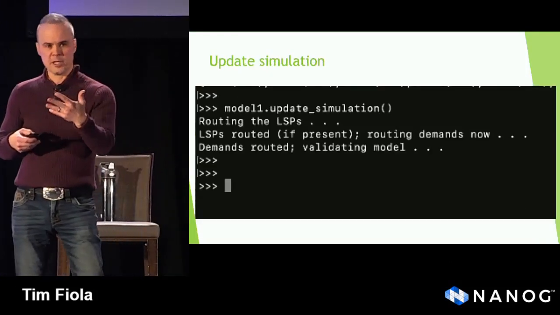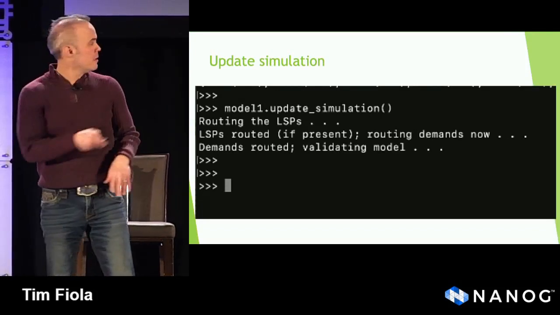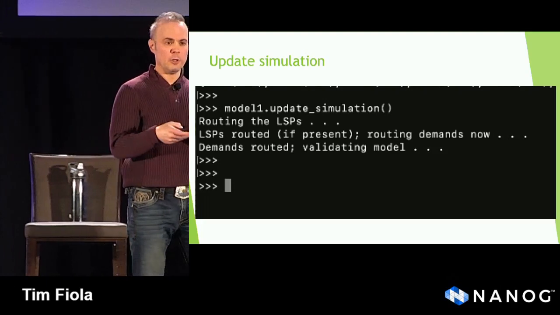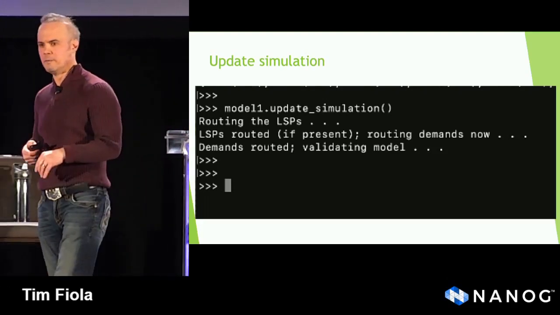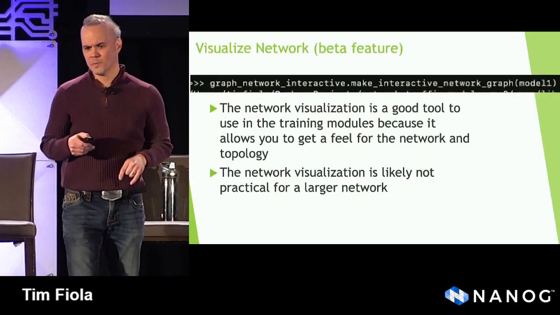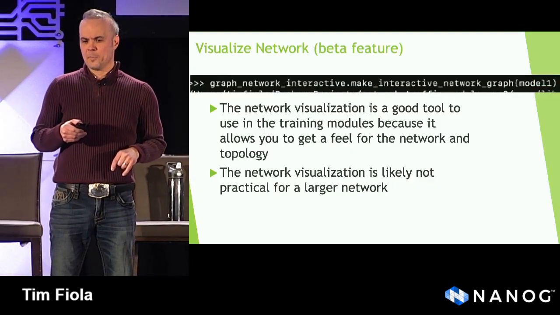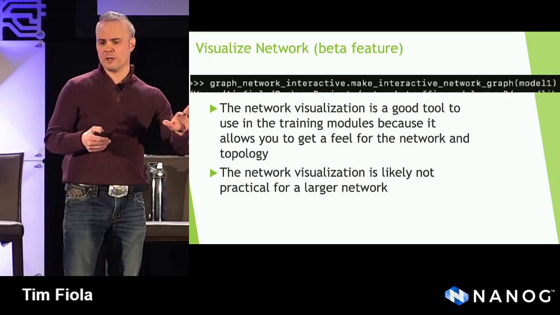You need to get your simulation data. So you need to run an update simulation. This call right here will actually do the routing of the LSPs if present and of the demands. So we've loaded the network. We have our model. It's converged because we updated the simulation.